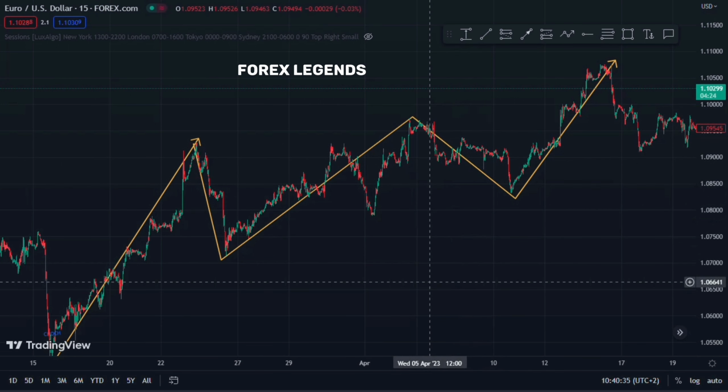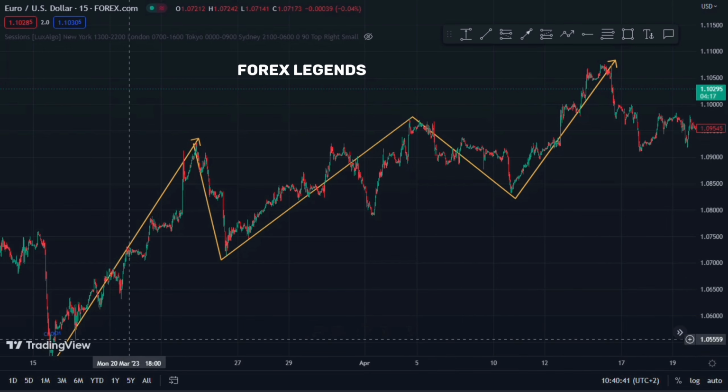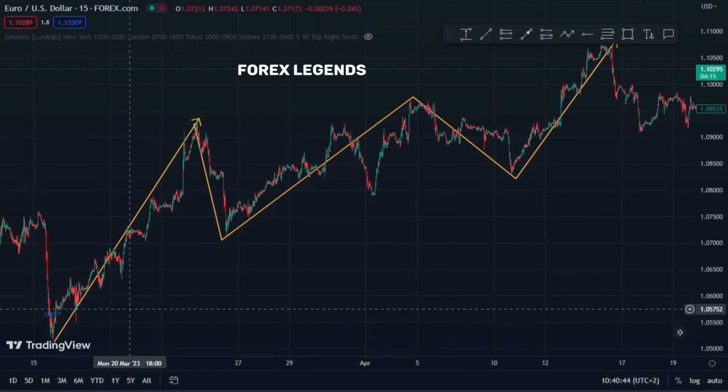So for you to understand where you are first, you have to zoom out. As you can see, I really zoomed out. So from there, I can understand, okay, we're actually in an uptrend, or in a bearish trend.